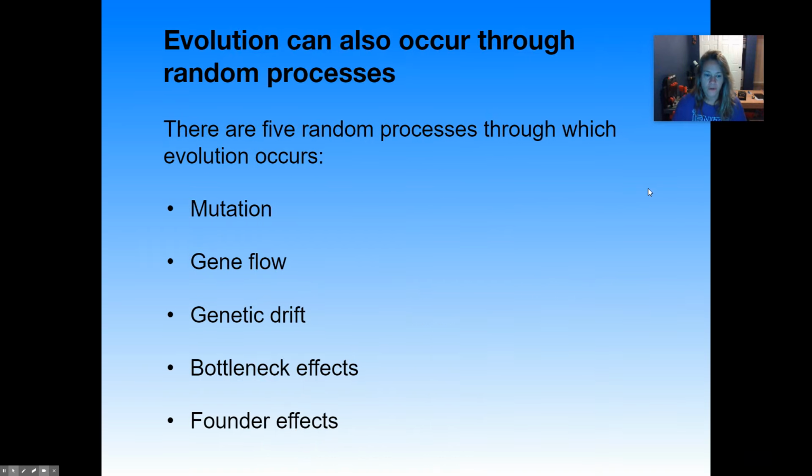All right, so there are random processes that make this occur. So we've talked about mutation, gene flow, genetic drift, bottleneck effects, and founder effects. So we're going to talk about each of those.